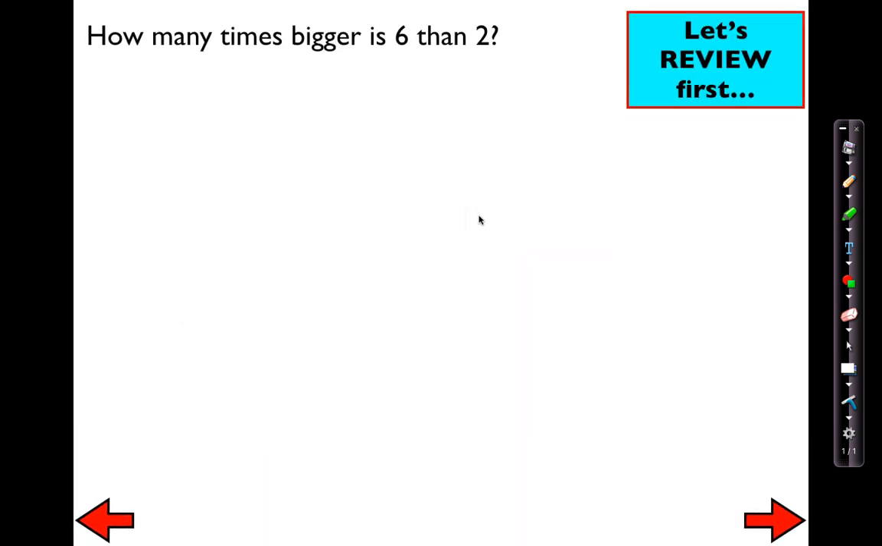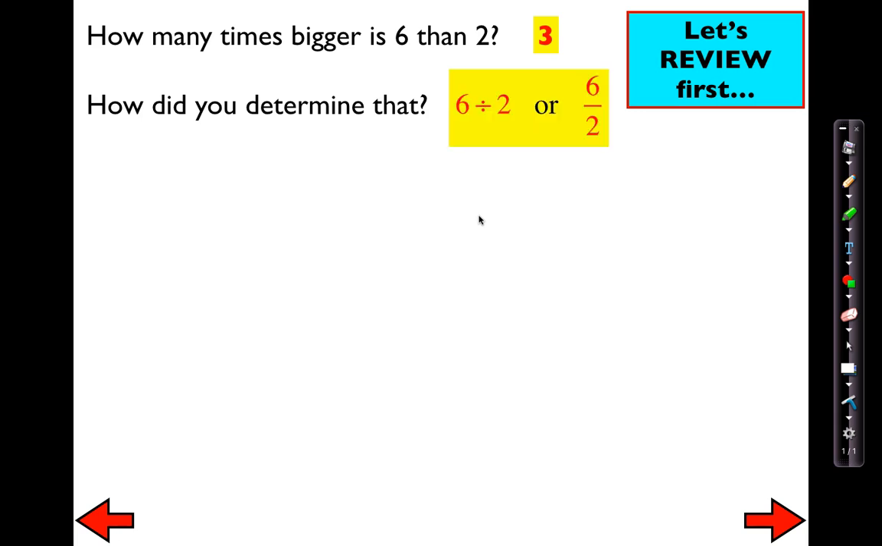Let's think. If I asked you how many times bigger is 6 than 2, notice I said how many times bigger. I didn't say how much bigger. I said how many times. So hopefully you come up with the answer of 3. It's 3 times bigger. Now, how do you get 3? Well, it's because you divided. You did 6 divided by 2, or you could have set it up as a fraction as 6 over 2.